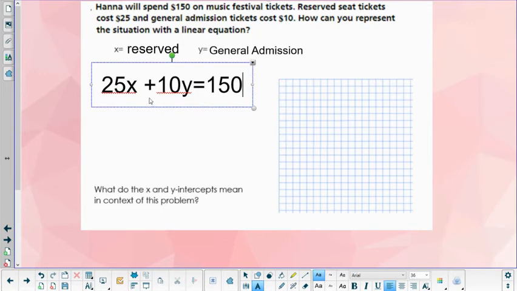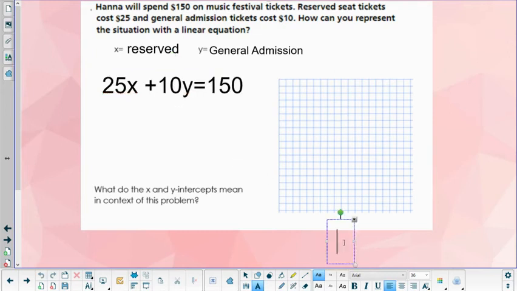Okay. I knew I was adding here because I see the word and in between our two types of tickets. And tells us to add the general admission plus the reserve, or vice versa. Okay. So if we were to graph this, we need to label our graph here. Again, think about it. Does it make sense? Would she spend negative money on festival tickets? No. So again, we only need our first quadrant. So our x value was our reserve. So we need to put reserve down here.